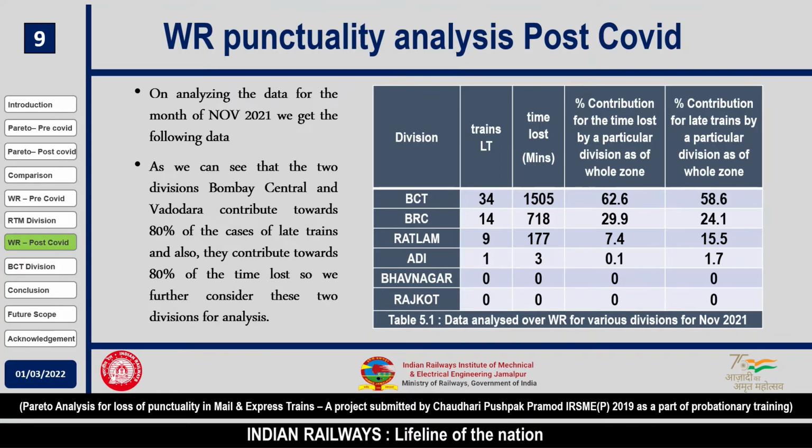trains, and also they contribute towards 80% of the lost time. So we further consider these two divisions for analysis. The topmost division, that is the Bombay Central Division, has been considered for analysis here.